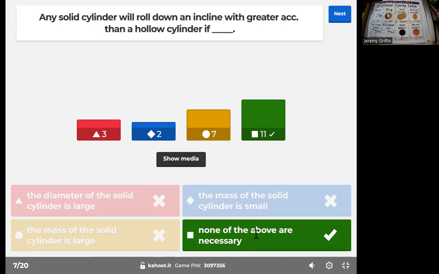Same thing here. So like that race with all those objects rolling down the incline, what really matters is the distribution of the mass. So the ring will always lose the race, right? And then the bowling ball is usually going to win. Right? You guys go with that?